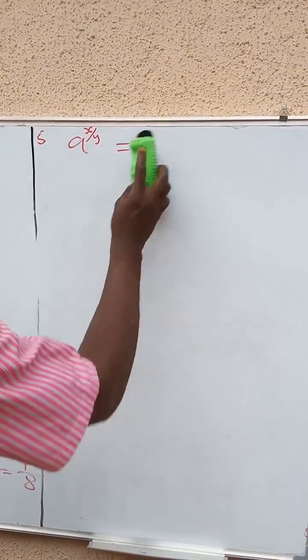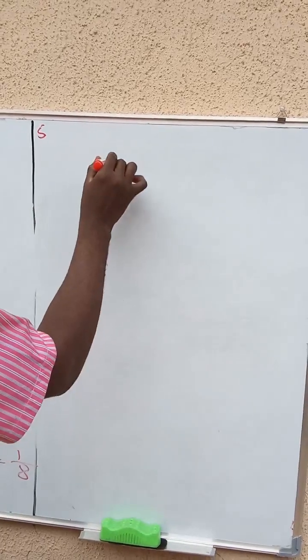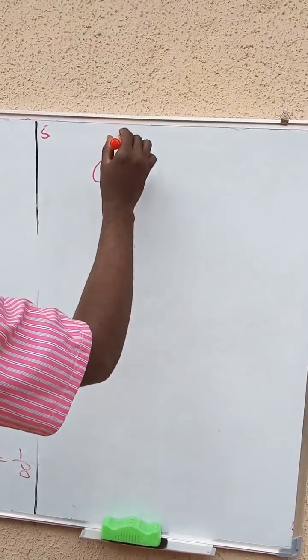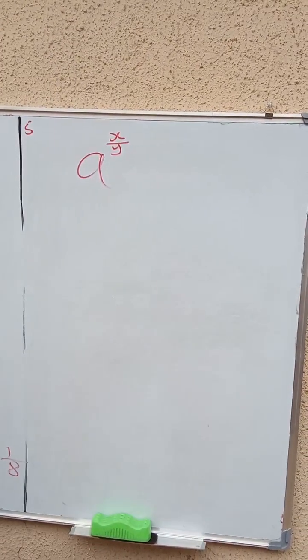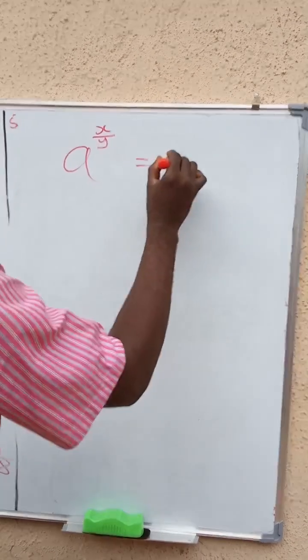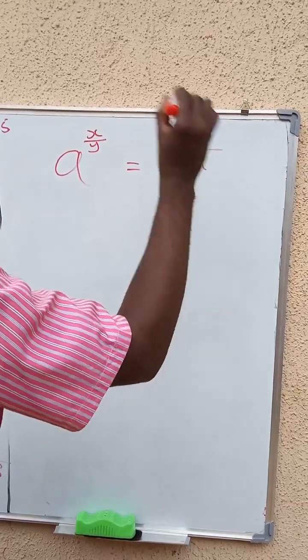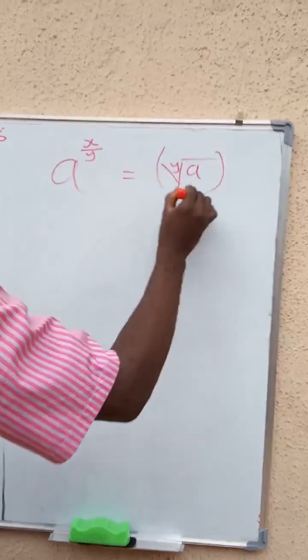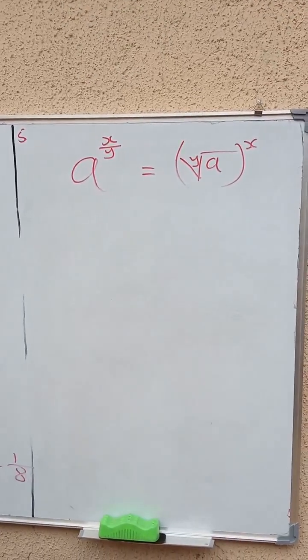Let me write it in a bigger way so that you can see it. If I have a raised to the power of x over y, you can see it clearly here. This is the same thing as the yth root of a, raised to the power of x. This is what I mean.